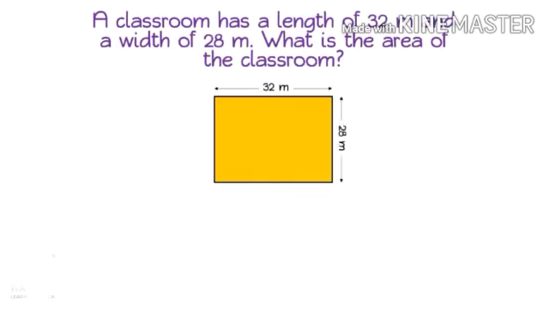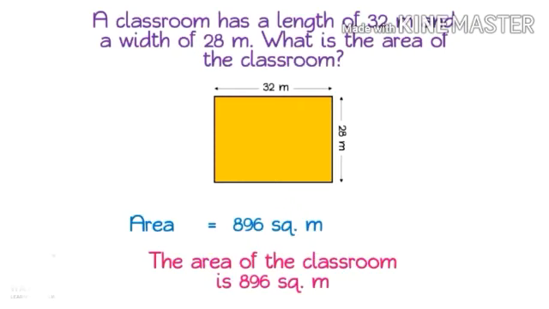We have to find the area of a rectangle. Let us use the formula. Area of a rectangle is length into breadth. We know that the length is 32 meters, put the value in, and we know that breadth is 28 meters, put the value in. Then we multiply them to get the area. Therefore, area of the classroom is 896 square meters.